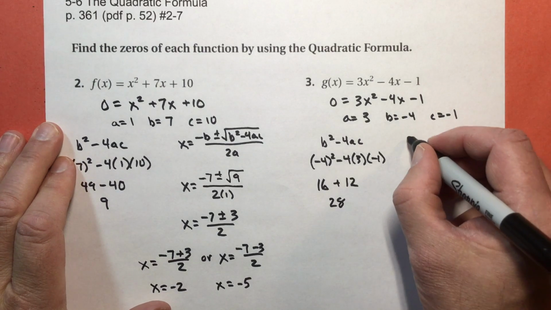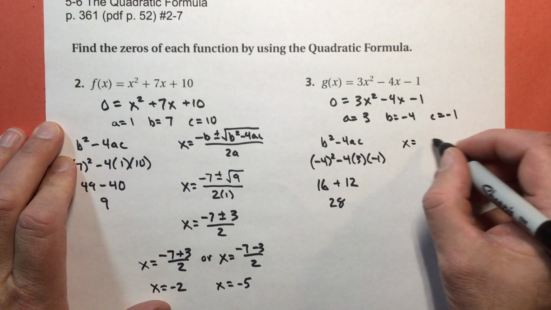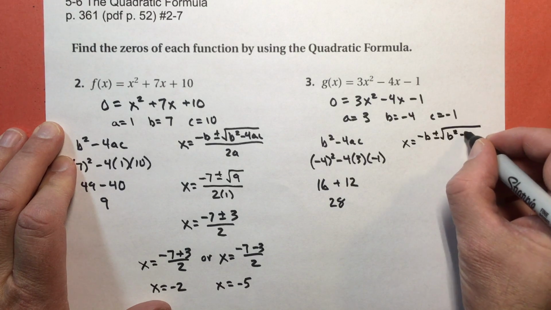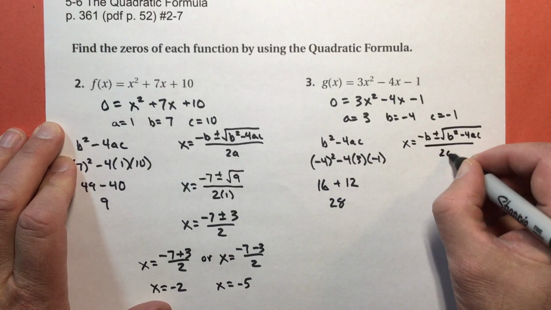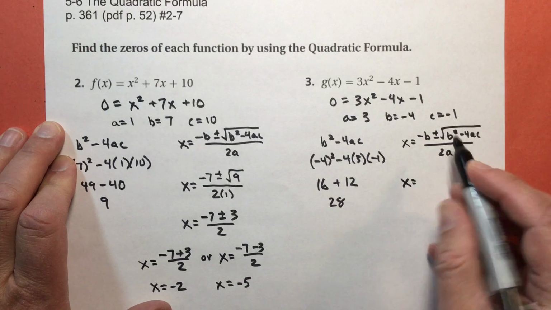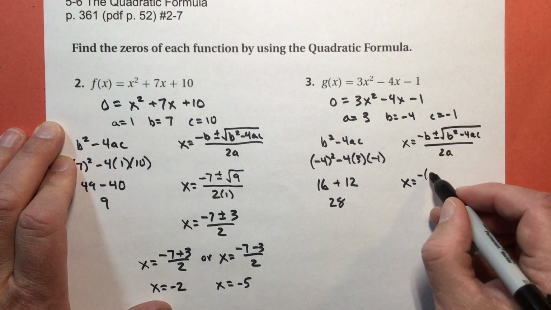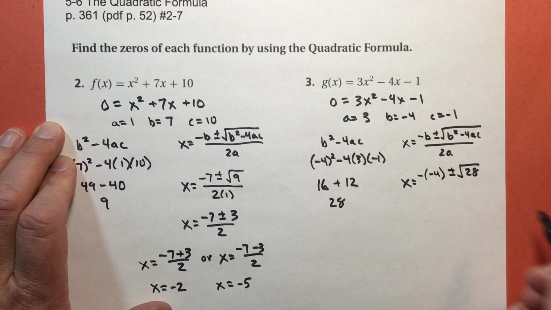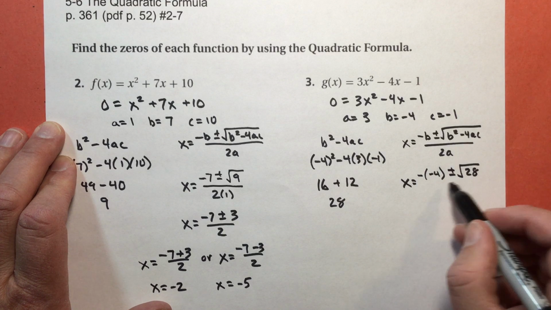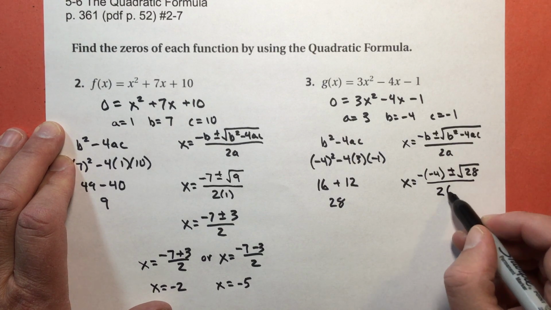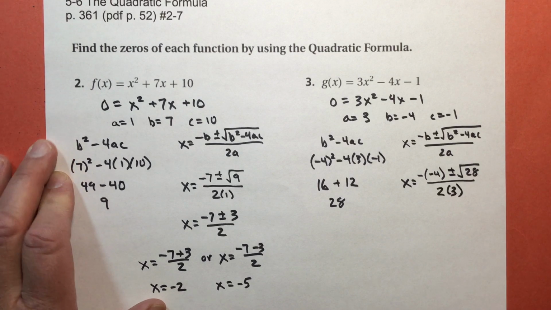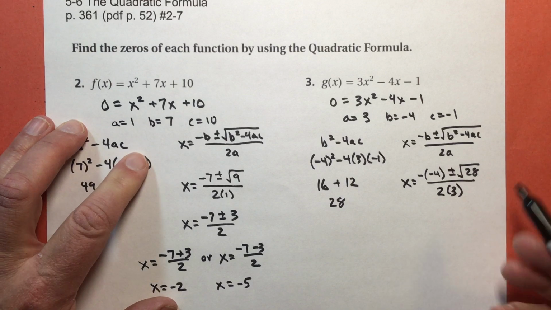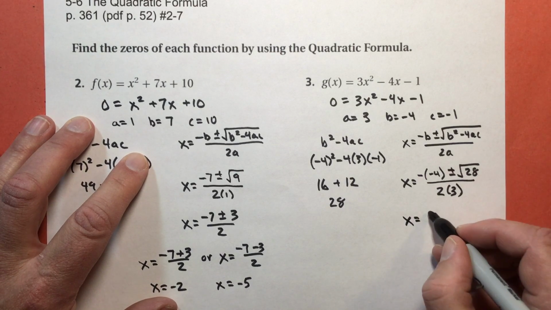My quadratic formula, well, it's not mine, it belongs to all of us. Negative b plus or minus the square root of b squared minus 4ac divided by 2a. Negative b is the opposite of negative 4. Square root of the discriminant, which is 28, which I found. I just put it under the radical. And 2 times a is 2 times 3. Opposite, simplify, multiply. And then we'll see if we can go further than that. Opposite of negative 4 is 4.